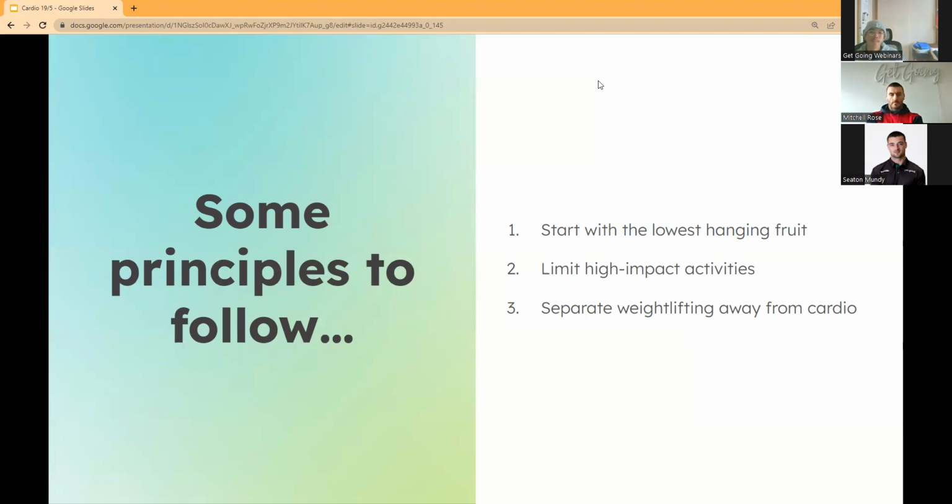You want to separate weightlifting away from cardio. And this particularly applies to people with dual goals, strength and also fitness, because at the end of the day, you want to hit both of these session types with, I guess, the max output that you can. You don't want to do one session and come into the next with some sort of fatigue, which might limit your output.